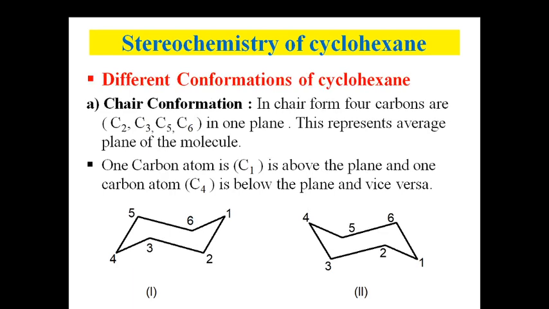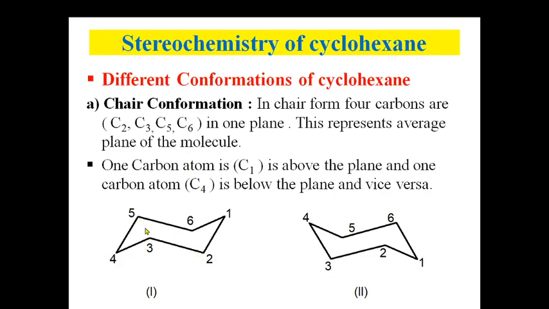Okay, let's see the different conformations. Not only the chair conformation is possible for cyclohexane, there are some other conformations as well. So let's see the different conformations of cyclohexane one by one. First is the chair conformation. In the chair conformation, if you see here, four carbons, which four carbons? 2, 3, 5 and 6.